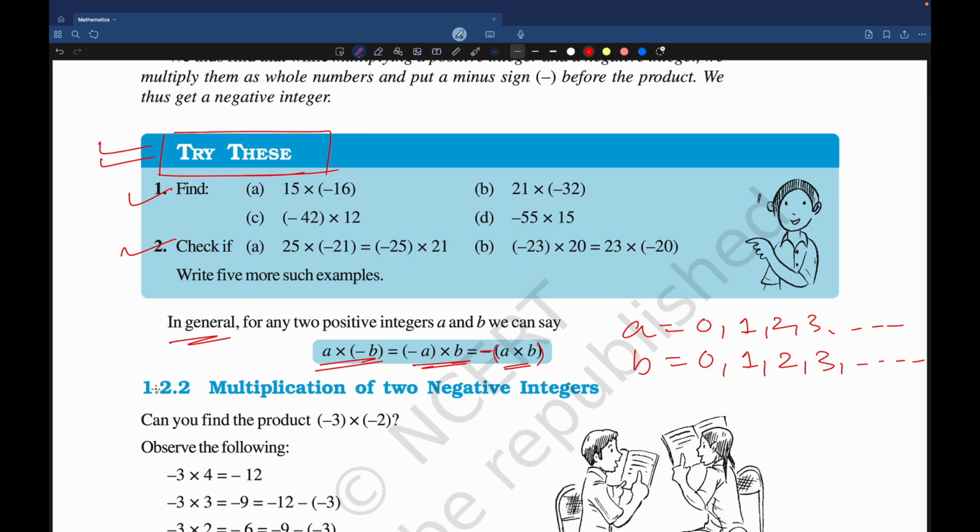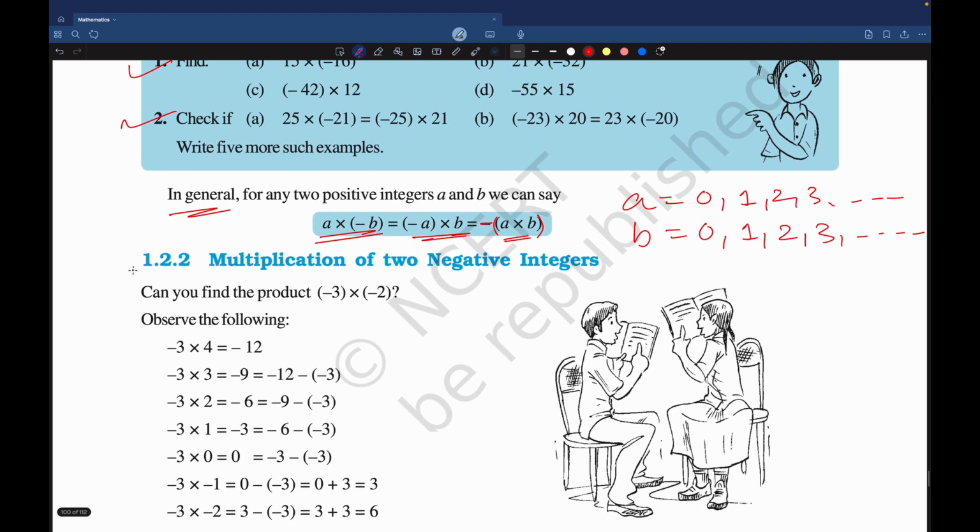In the next lecture we will cover topic 1.2.2, multiplication of two negative integers.